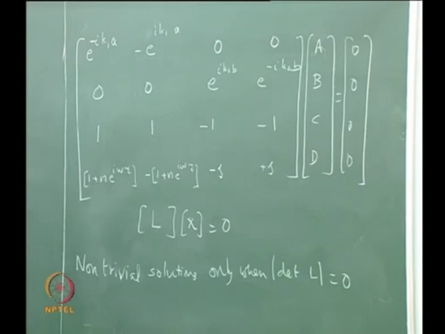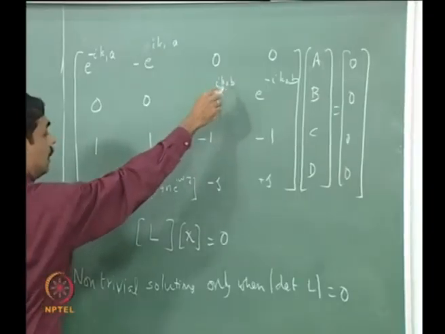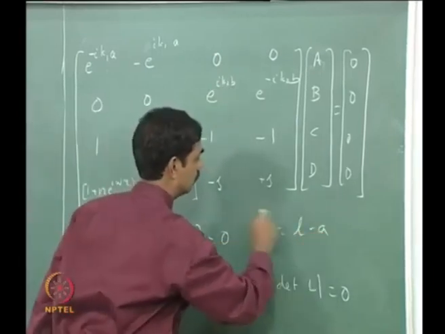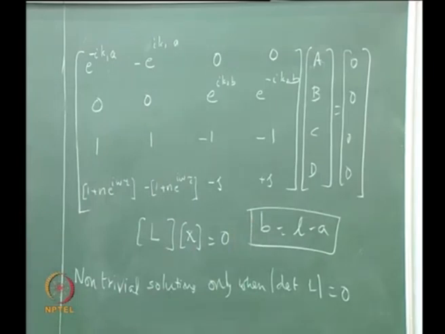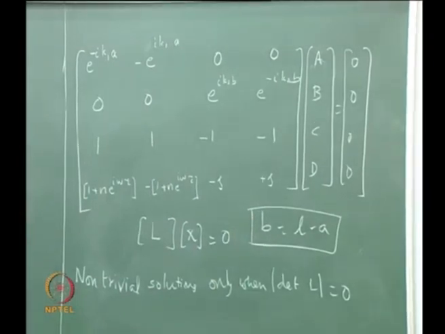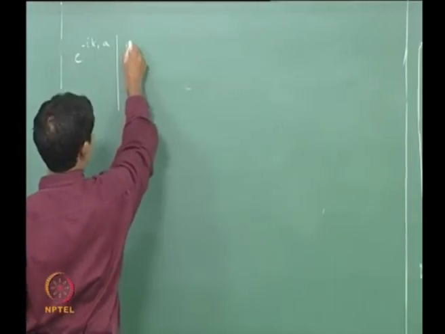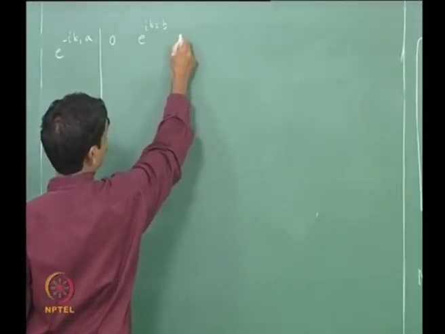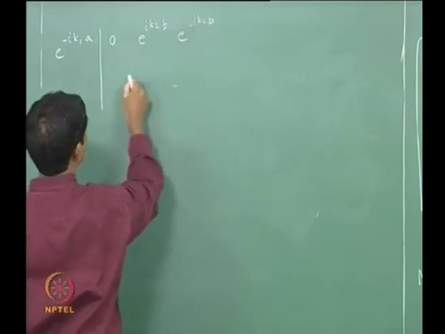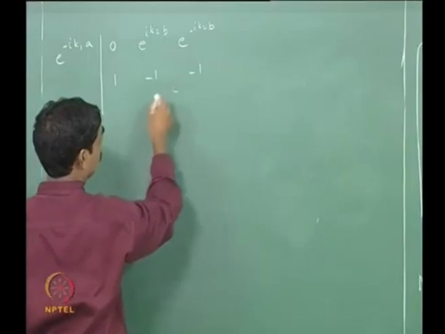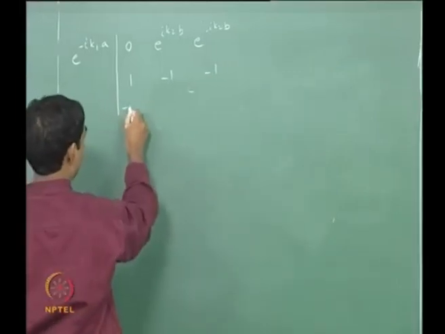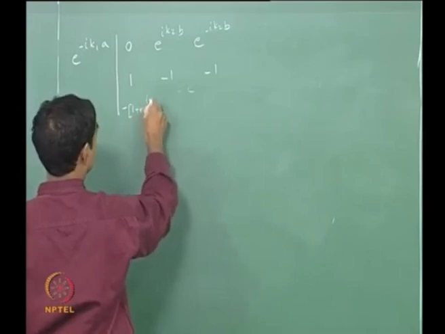I worked it out. You can try if you are very fast in algebra. I will just write the first step and then leave it, otherwise it is too boring. In case you missed, B is actually L minus A. We are writing that for convenience. So if you expand this, you will get e power minus i k1 a times 0, e power i k2 b, e power minus i k2 b, 1 minus 1, minus 1 plus n e power i omega tau.